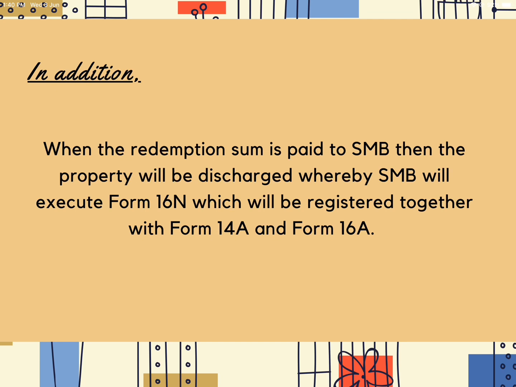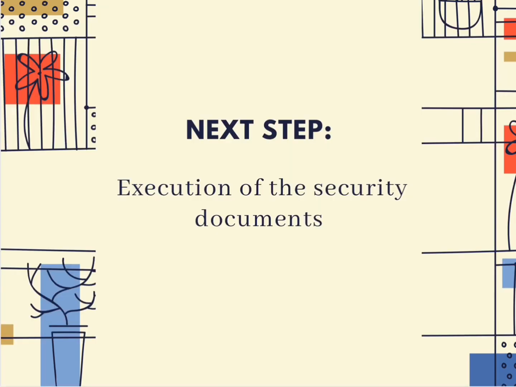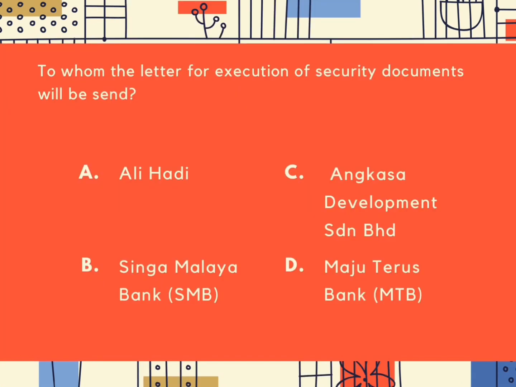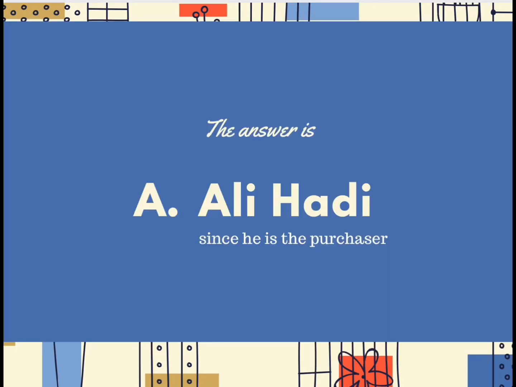In addition, when the redemption sum is paid to Singa Malaya Bank, then the property will be discharged, whereby Singa Malaya Bank will execute Form 16N, which will be registered together with Form 14A and Form 16A. The next step is execution of the security documents. But before we go any further, let's look into the next question. To whom will the letter for execution of security documents be sent? The answer is A, Ali Hadi, since he is the purchaser of this property.